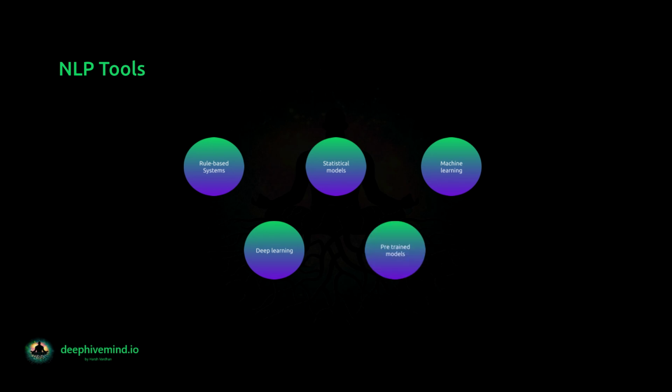Pre-trained models. These are pre-trained NLP models that can be fine-tuned for specific tasks, reducing the amount of training data required and improving performance. Examples include BERT, GPT-3, and ELMo. These are some of the most common NLP tools and approaches, and different techniques may be better suited for different tasks and datasets. It is also common to combine multiple approaches to achieve the best results.